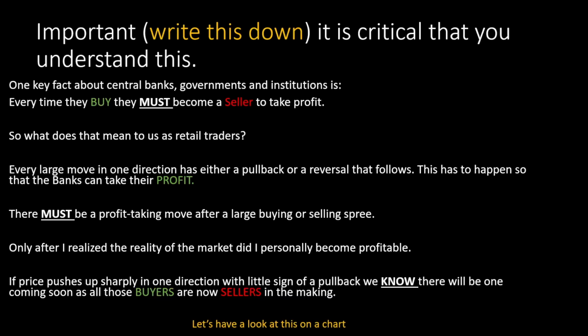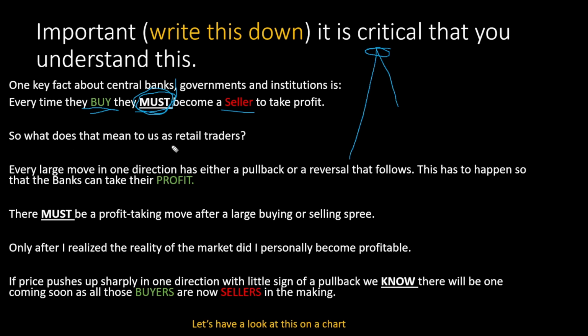So what I'm next going to say is important. I do want you to write this down or take a screenshot, do whatever you got to do. But it's important to understand this. A key fact about central banks or governments or institutions with big money is every time they buy, they must become a seller to take their profits. So you'll see in the markets why we have these moves up, and then we come back for a pullback for them taking their profits up the top.